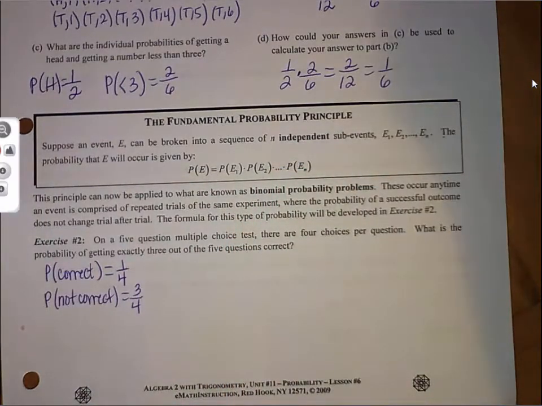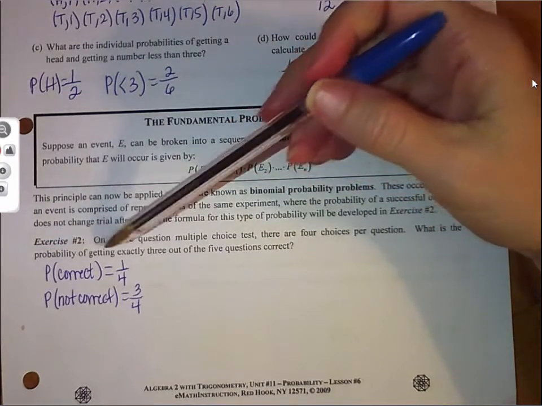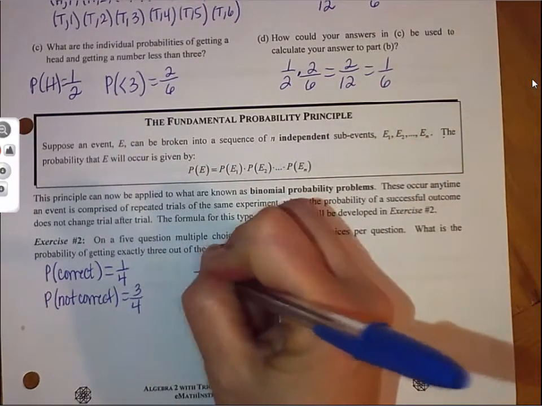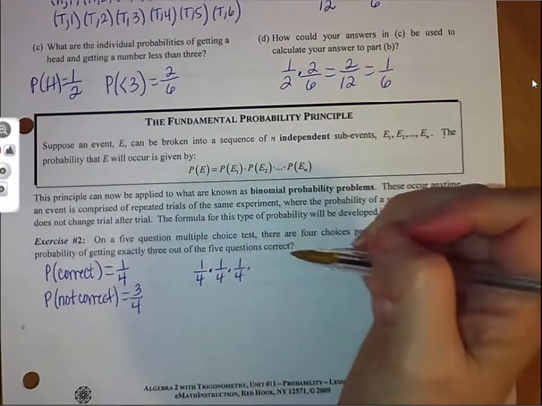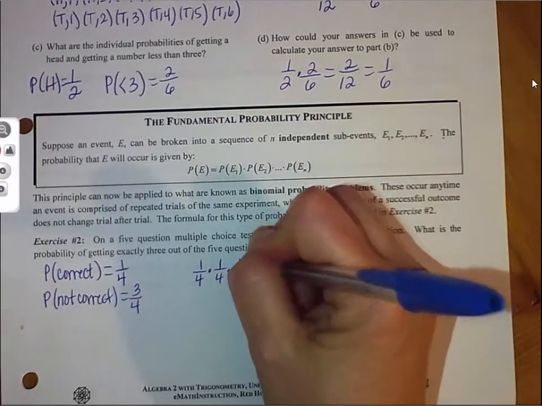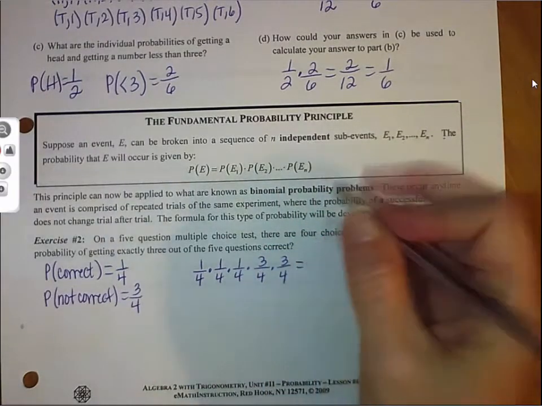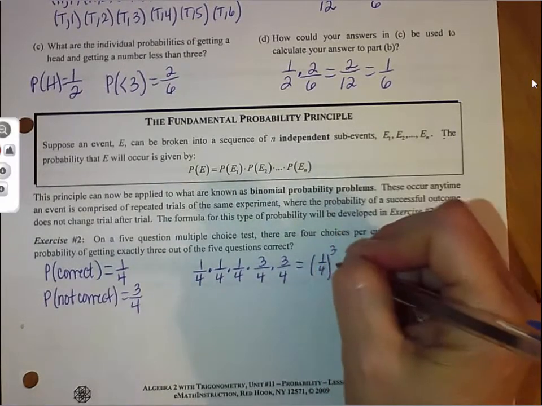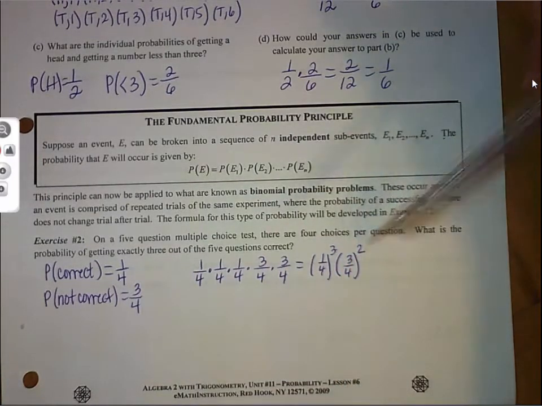Okay, let's see. So what do we want to happen? We have 5 questions, and we're checking the probability of guessing exactly 3 out of the 5 correct. So I could guess the first one correct, second one correct, third one correct. There's my 3 correct. But in a 5-question test, that means I guessed 2 of them incorrectly. I could rewrite that, clean it up, as 1/4 cubed, I have 3 guesses correct, and times 3/4 squared, 2 of my guesses were incorrect out of the 5-question quiz.